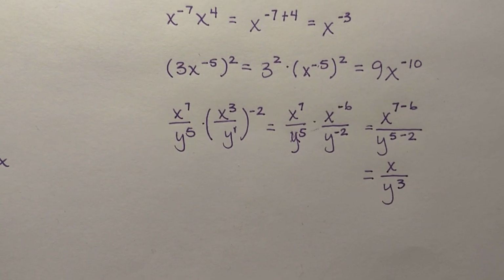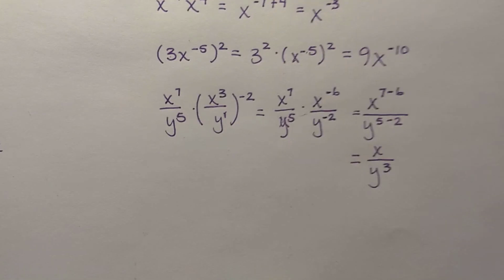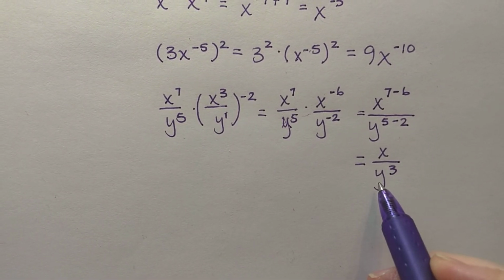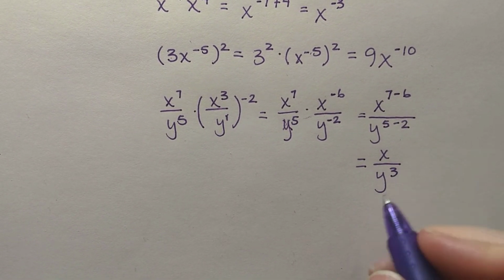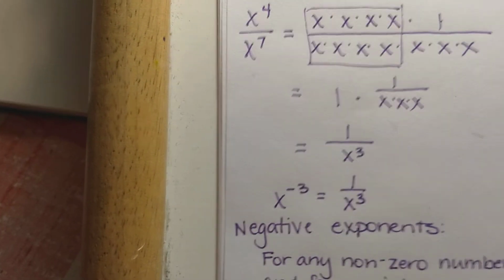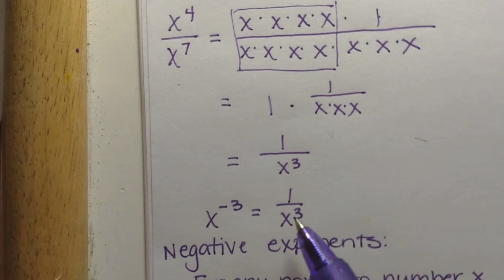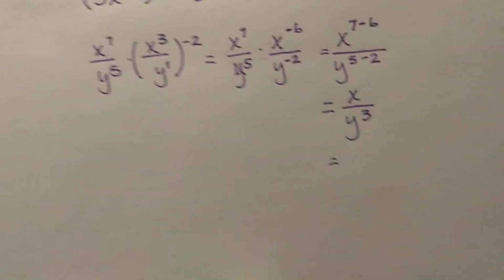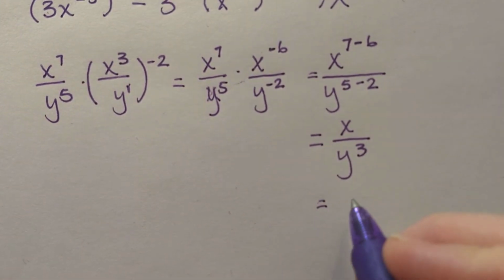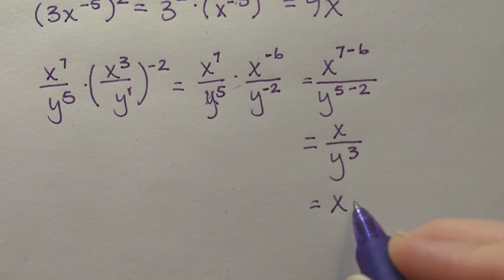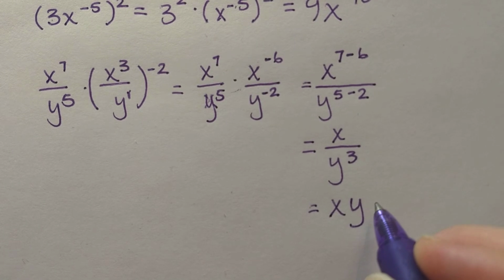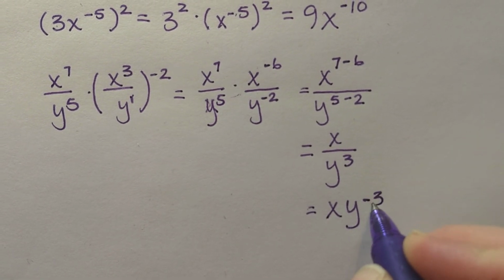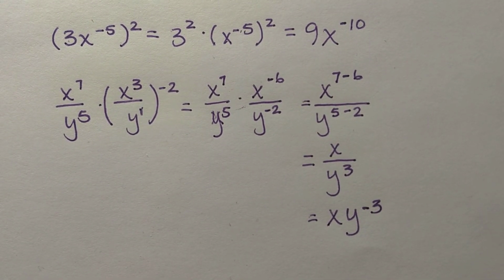And in this chapter, they seem to not want fractions, so they want us to take this y to the 3rd in the denominator and move it up to the top. And going back to our definition, if I have x to the 3rd in the denominator, then to move it up to the numerator, I just need to make that exponent negative. So x divided by y to the 3rd is going to be the same as x times y to the negative 3.